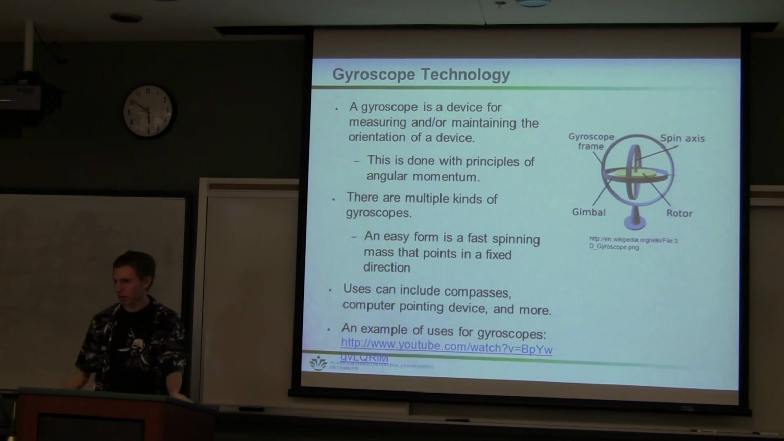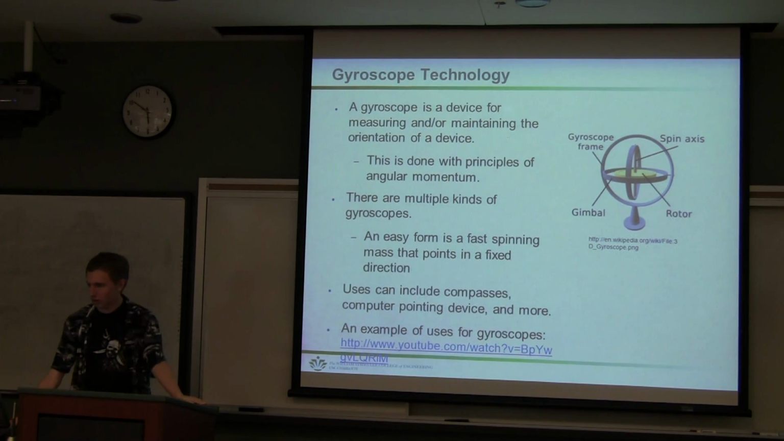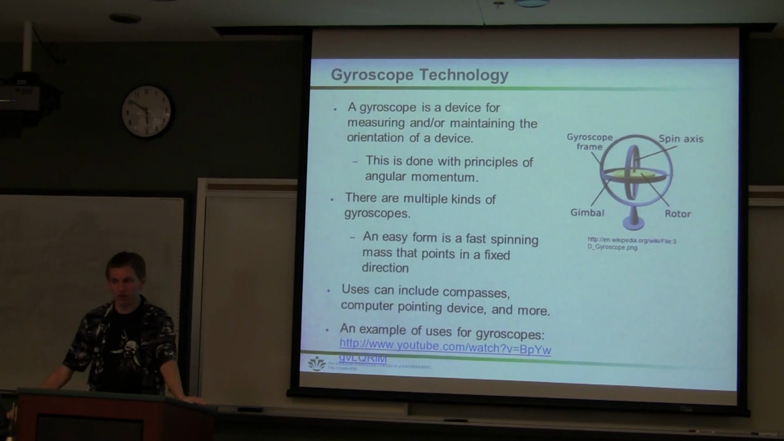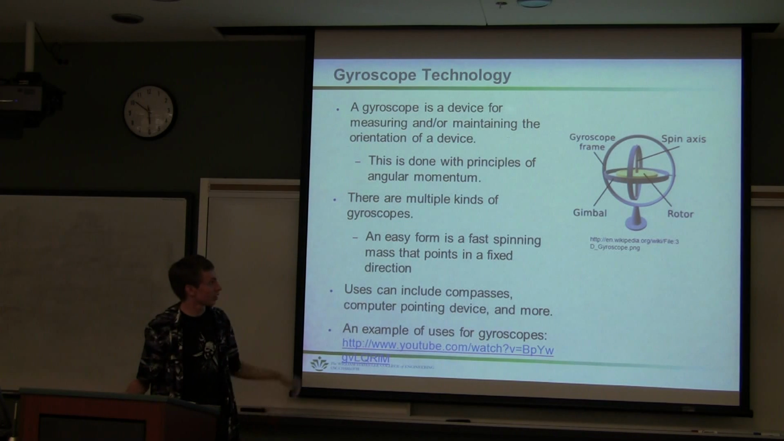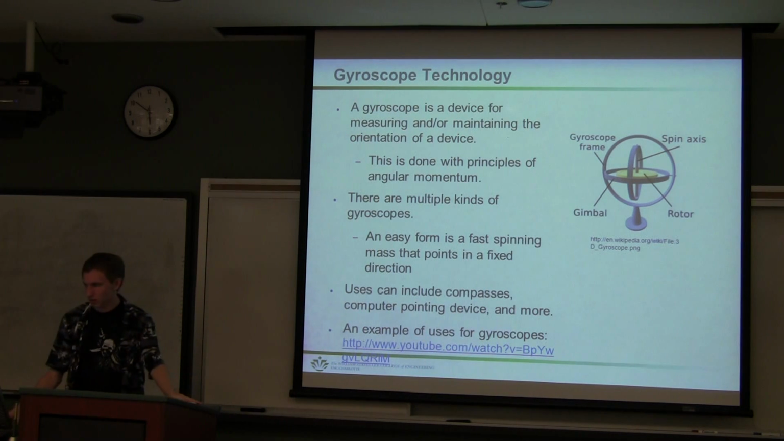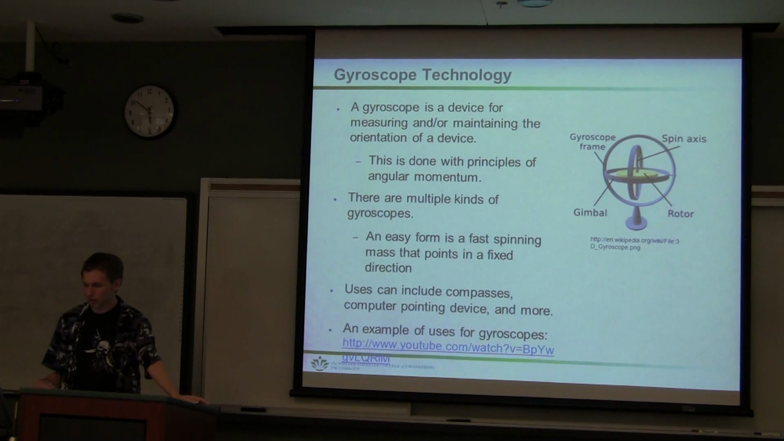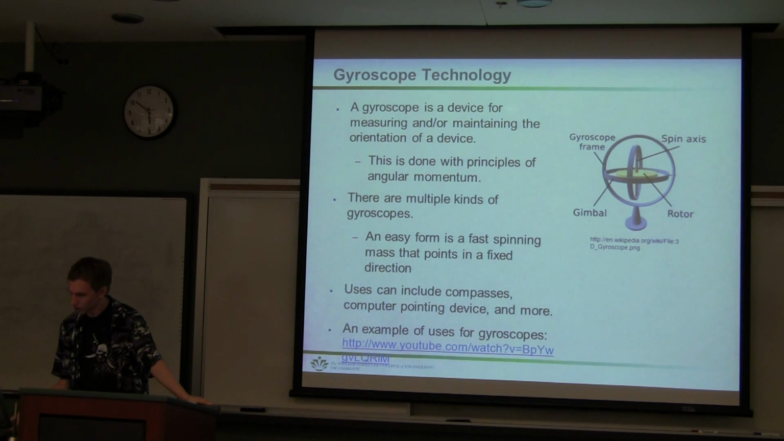I'm Alex Monster, and I'm here to talk about gyroscope technology. A gyroscope is a device for measuring and or maintaining the orientation of a device. This is done with the principles of angular momentum. As you can see in the image, the rotor on the spinning axis allows it to keep its position, the orientation of the gimbal, I believe it is.